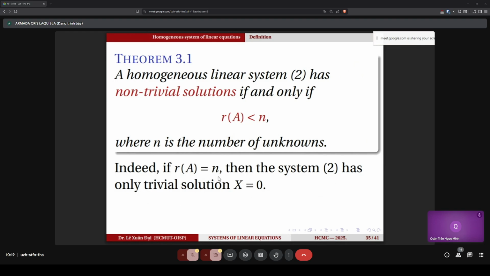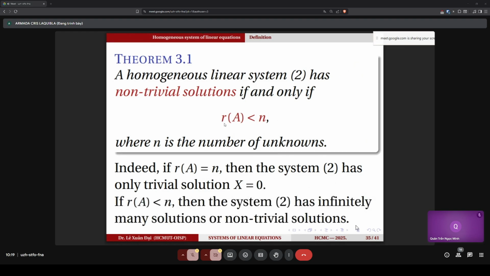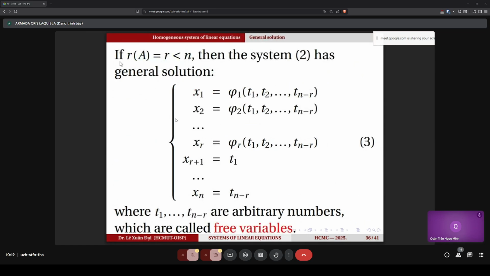Now, if the rank of A is equal to n, then the system has only the trivial solution x equal to 0. And if the rank of A is less than n, it has non-trivial solutions, and additionally, it has infinitely many solutions also. Okay? Here, rank of A is equal to r, less than n, and the R's here are different from each other. The R here is the rank function. The R here is a number. It's not the same R.